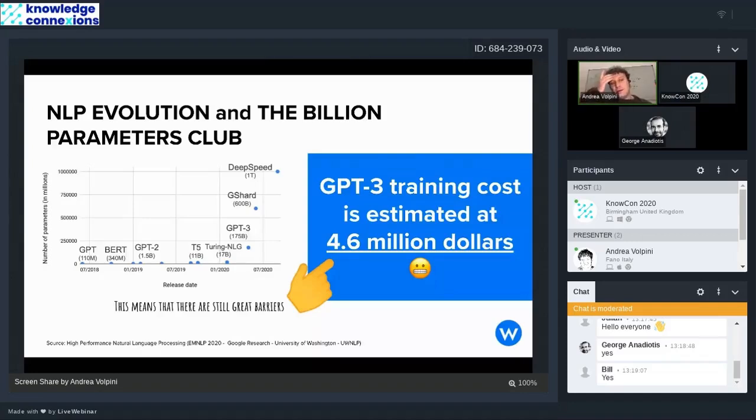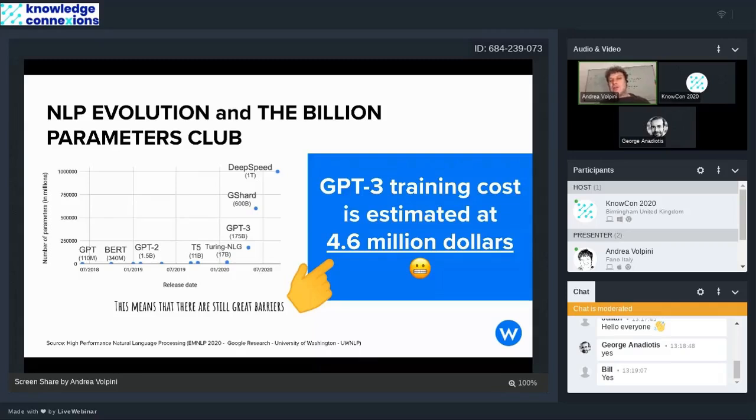So these billion parameter language models are capable of predicting the next sentence or the next word, and are trained on a lot of machinery that still costs a lot of money, and it costs a lot of natural resources. So the training of GPT-3, which is probably the most well-known language model to date for content generation, has required something like $4.6 million for training.